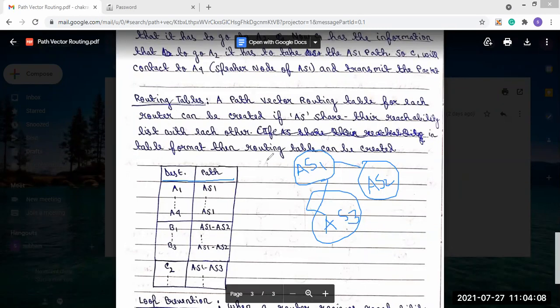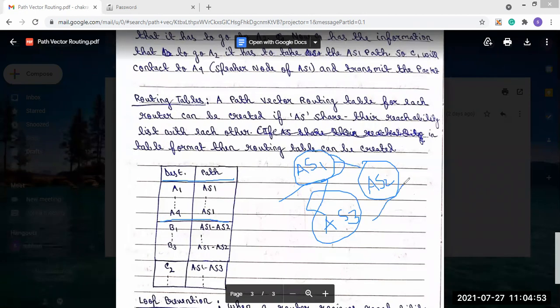So we are considering the first autonomous system 1. The destination will be all the nodes that are present in autonomous system 1. There are four nodes, A1 to A4, so we will write A1, A2, A3, A4. Now, the path: where are these nodes present? A1, A2, A3, A4 are all present in autonomous system 1, so we will write AS1.